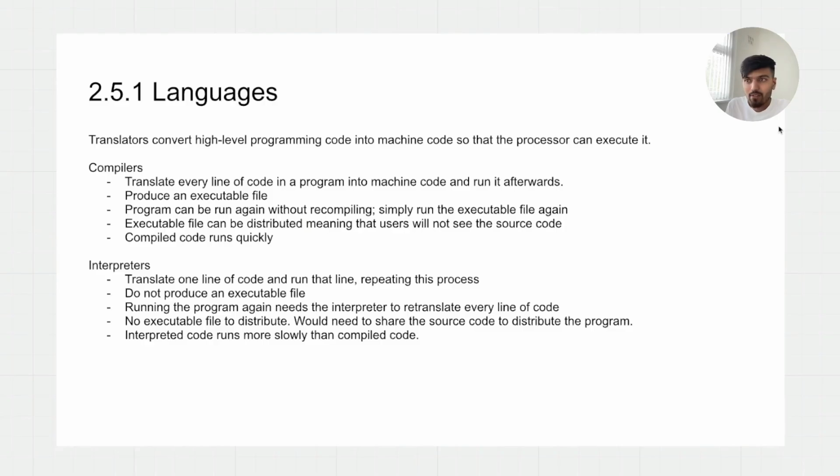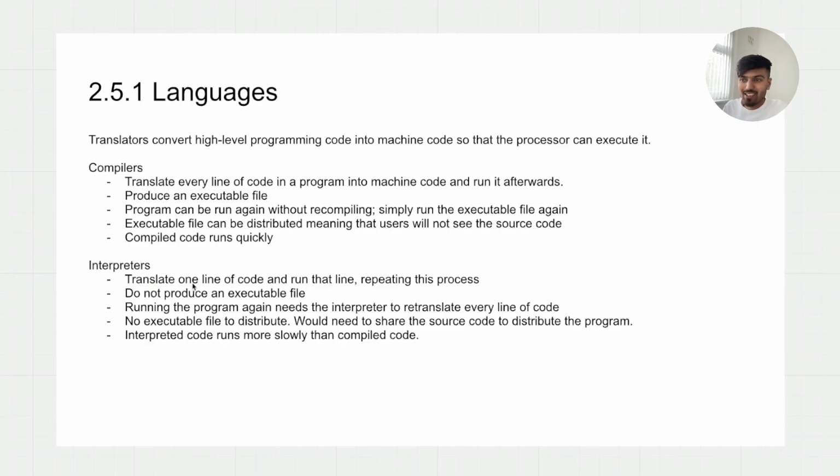The way that we can convert from high level to low level is using translators. So we have two different translators: compilers, which translate every line of code in a program into machine code and run it afterwards, and it produces an executable file at the end. The program can be run again without recompiling because you just run the executable file, and these can also be distributed, meaning users will not see the source code.